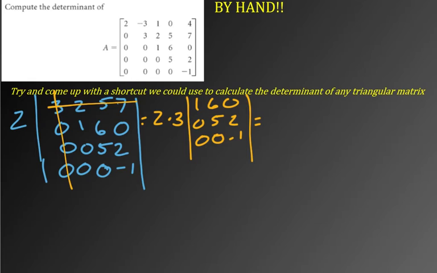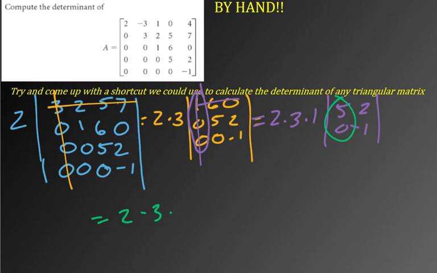So let's just do a different color. Now I would expand along, say, 1, 0, 0. And I would do 2 times 3 times 1, times the determinant of 5, 2, 0, -1. And then, again, let's just expand along that. So we get 2 times 3 times 1 times 5 times basically -1, right? It's really like a 1 by 1 determinant, but that's just one number.